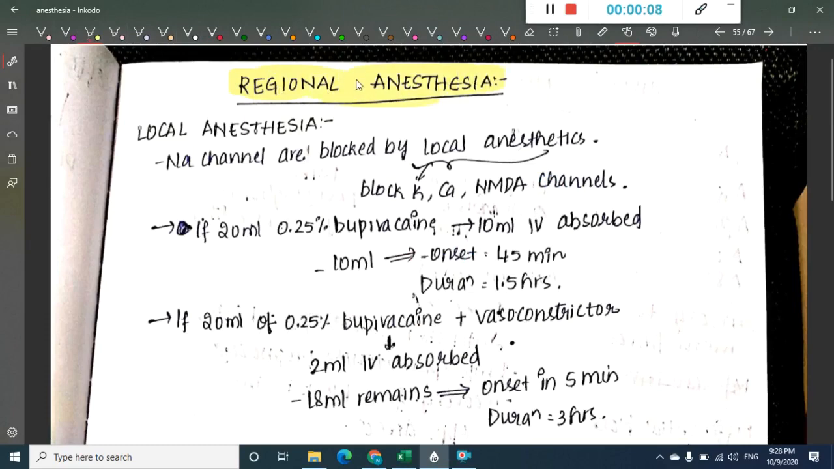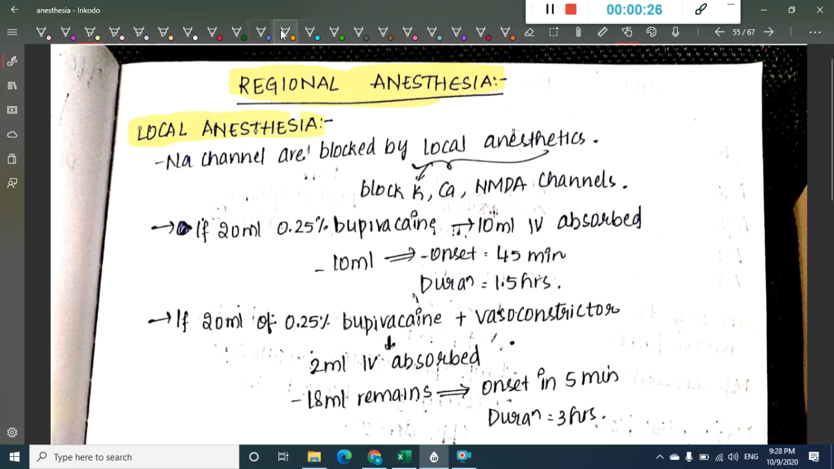Okay, in this regional anesthesia, we have local anesthesia. Sodium channels are blocked by it. So in regional anesthesia, first and foremost, we have to learn about local anesthesia. So how is local anesthesia seen?